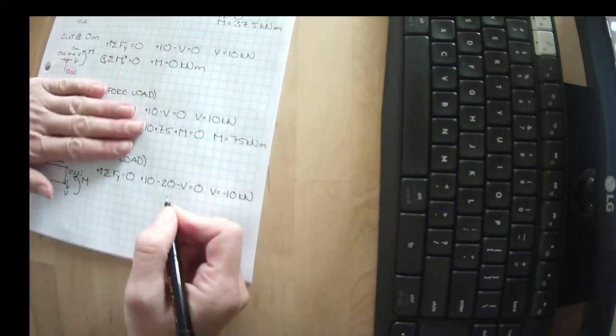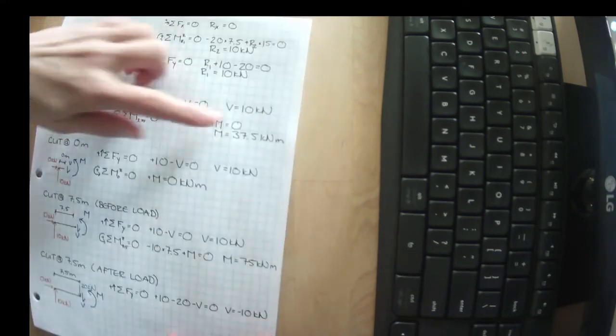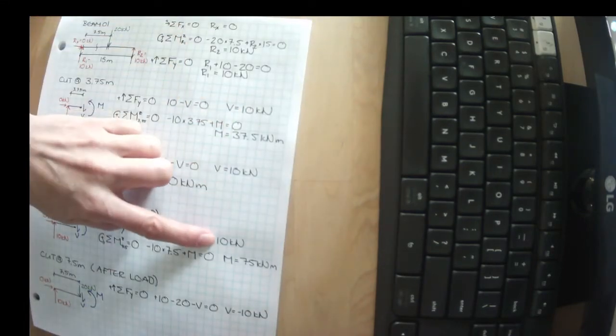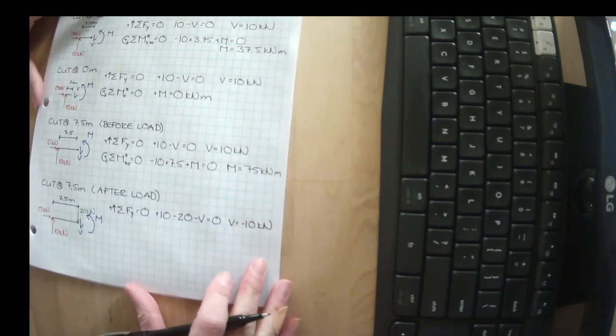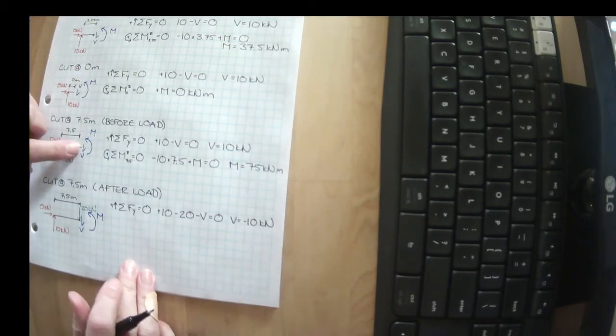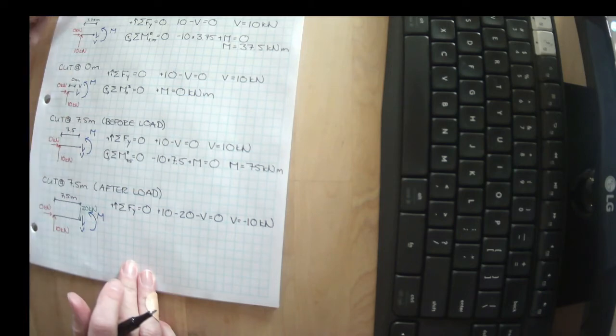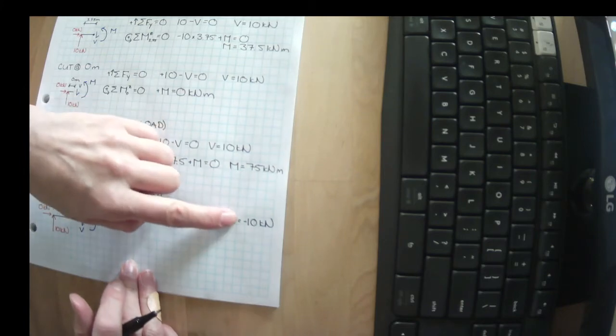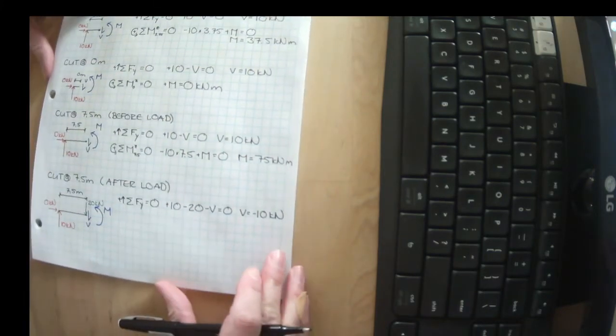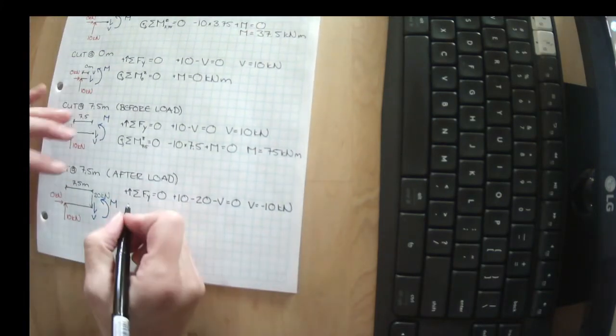All of the ones before, V equaled 10 kilonewtons, 10 kilonewtons, 10 kilonewtons. And now we equal minus 10 kilonewtons. So it looks right at this point, right at this cut of 7.5 meters, we went from 10 kilonewtons of shear to minus 10 kilonewtons of shear. Interesting.